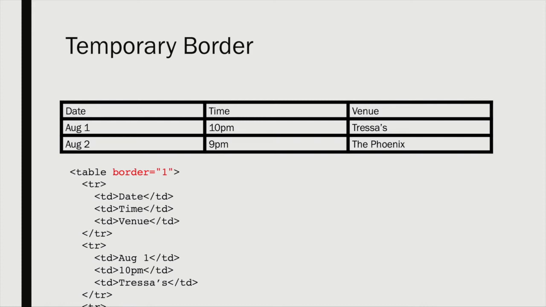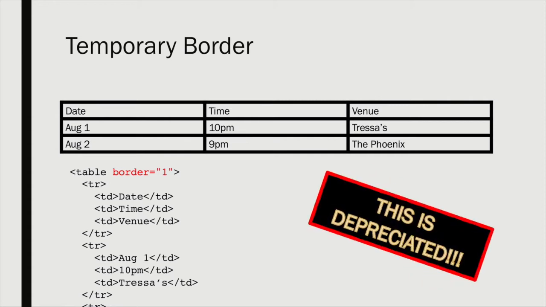This is only temporary. Don't get into a habit of using this. But this is a good idea for you to understand how the data is broken up, so you can see where the columns and the rows are by using a border. This is deprecated. Again, do not use this in production work. Don't get into a habit of using this. It's great for temporary work, but don't use it in future projects.